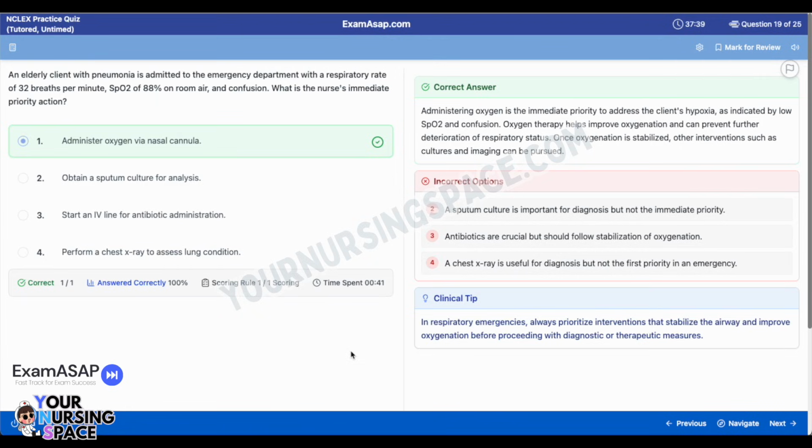Distractor rationales. B. A sputum culture is important for diagnosis, but not the immediate priority. C. Antibiotics are crucial, but should follow stabilization of oxygenation. D. A chest X-ray is useful for diagnosis, but not the first priority in an emergency. Clinical tip. In respiratory emergencies, always prioritize interventions that stabilize the airway and improve oxygenation before proceeding with diagnostic or therapeutic measures.